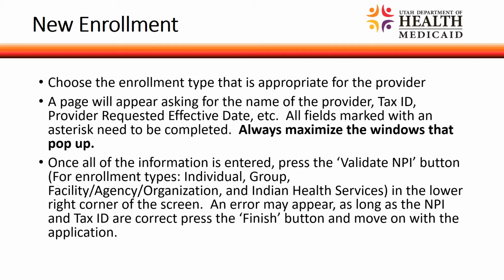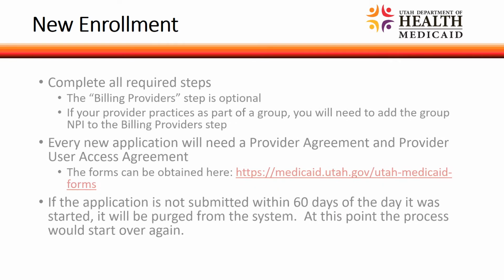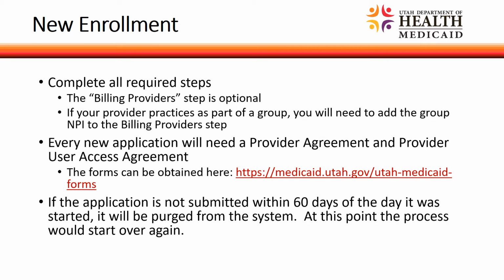And for enrollment types such as individual, group, facility, agency, organization, and Indian Health Services, in the lower right corner of the screen, an error may appear, but as long as the NPI and tax ID are correct, you will press the Finish button and move on with the application. You will complete all required steps. The billing provider step is optional. If your provider practices as part of a group, you will need to add the group NPI to the billing provider step.